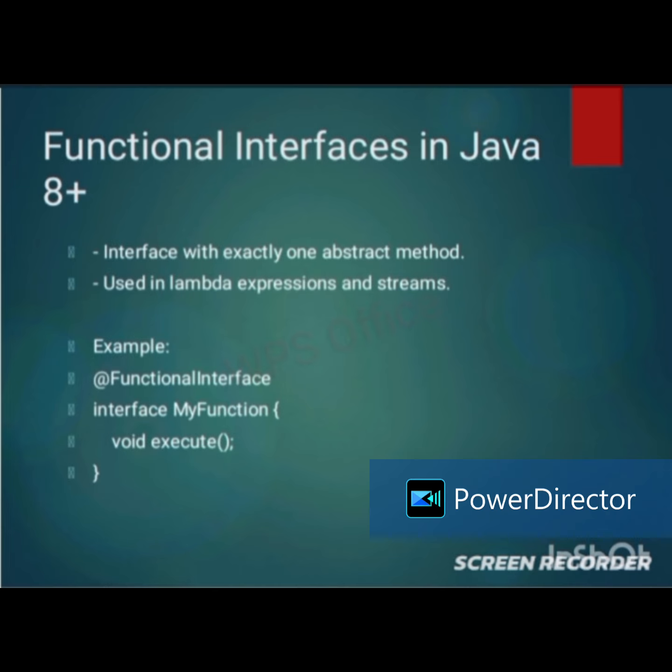Functional interfaces in Java 8 plus. Java 8 brought a lot of exciting features to the language, one of the most powerful being the introduction of functional interfaces, which are at the heart of Java's support for lambda expressions and functional programming. So, what exactly is a functional interface? A functional interface is an interface that contains exactly one abstract method. This makes it ideal for representing a single operation like performing a task, comparing two values, or transforming data. These interfaces are meant to be used with lambda expressions, which allow us to write shorter and more readable code.